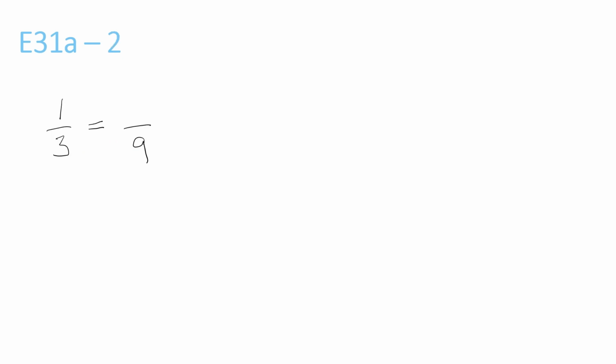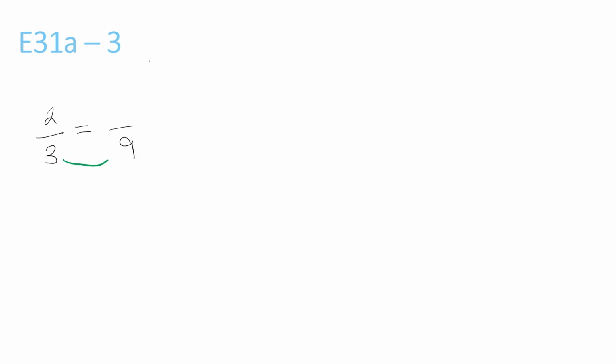This question here, what have they done to 3 to get 9? It's not adding or subtracting or anything. You have to do times. They've times it by 3. So that means we have to times the top number by 3, because whatever they do to the bottom must be done to the top in fractions. So, therefore, we have 3 over 9.